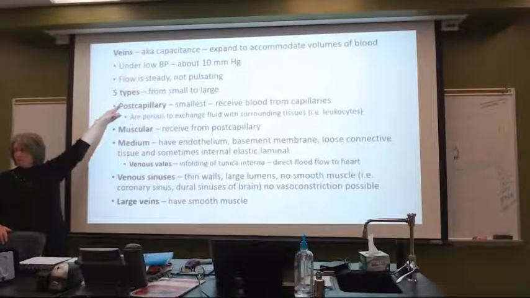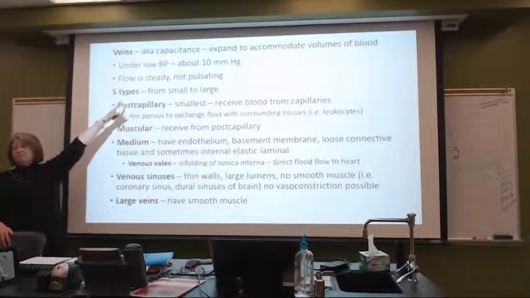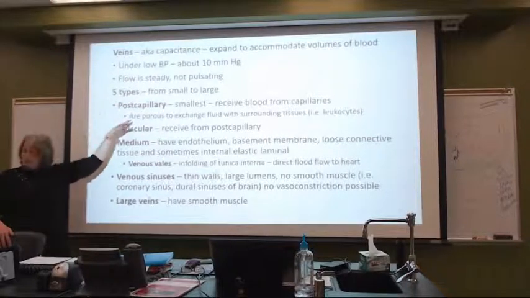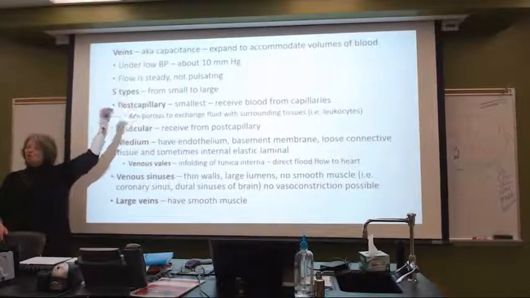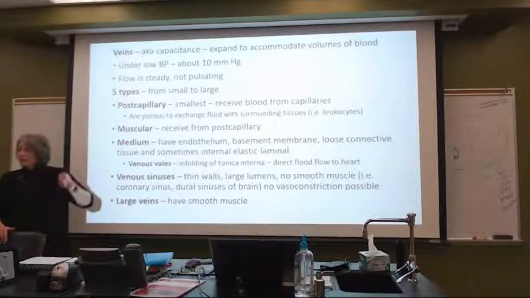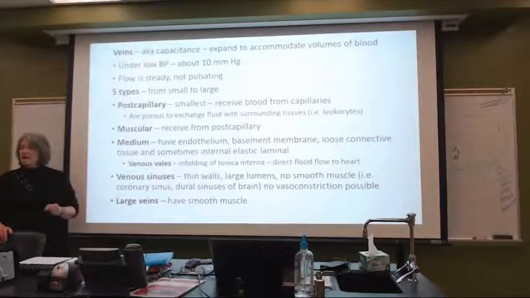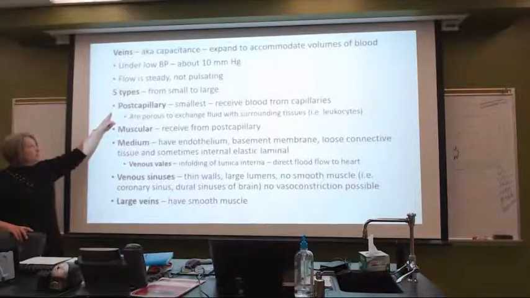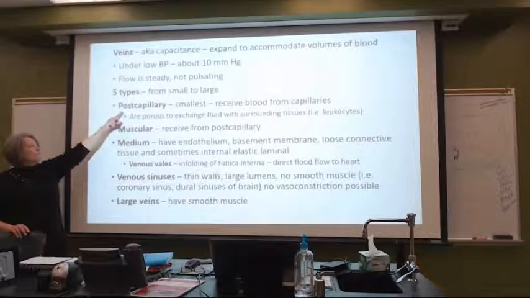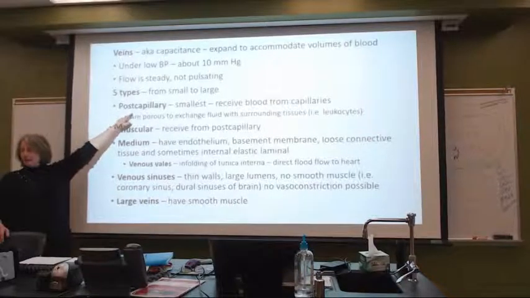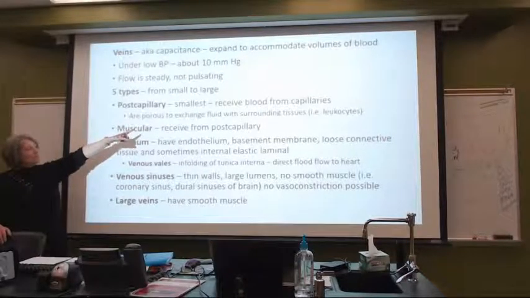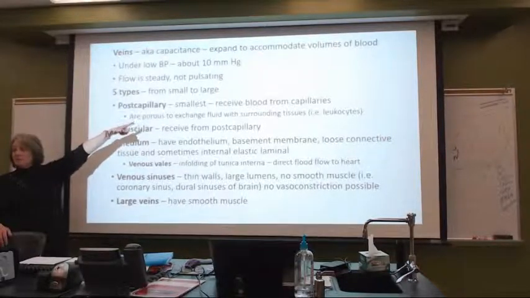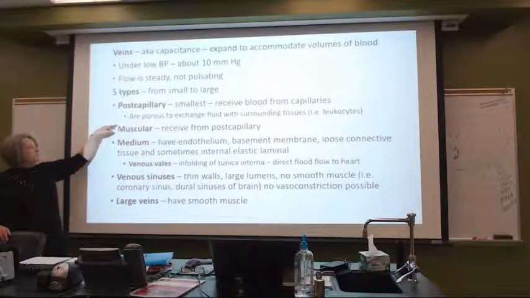5 types of the veins. They go from that very small, which would be the areas at that capillary bed, to the very large, which are my vena cava, that empty into the right side of the heart. We're going to find we have our post-capillary. They're the smallest. They are receiving the blood from the capillaries.